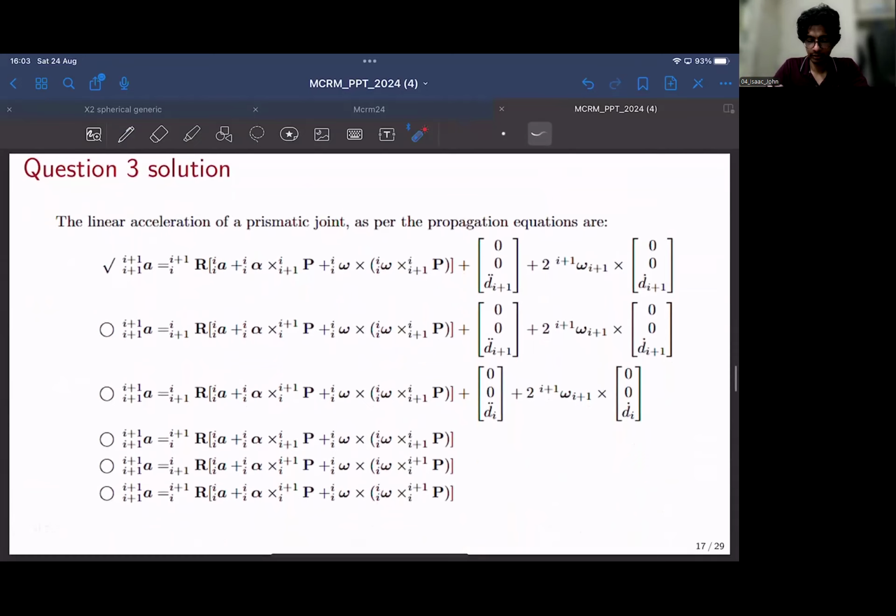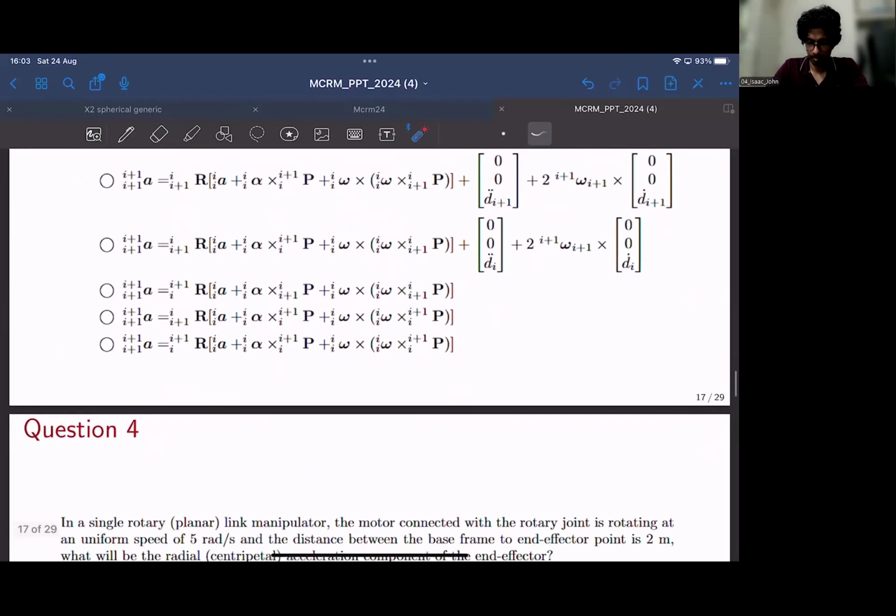So the correct answer is indeed option A. And for your live quizzes, you can get any combination of these sorts of questions. It could be linear acceleration for a revolute joint. It could be angular accelerations for revolute joints. All these sorts of combinations are possible.